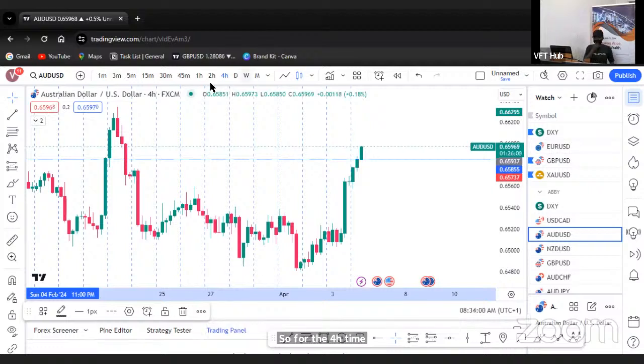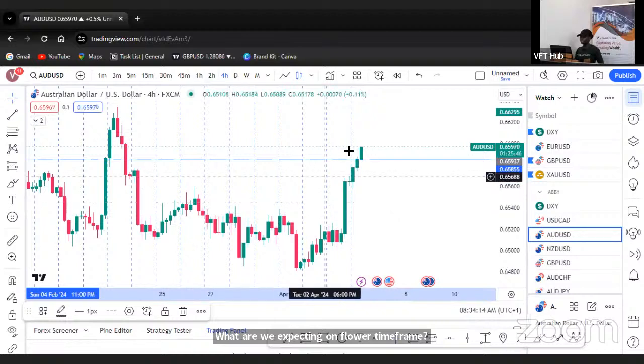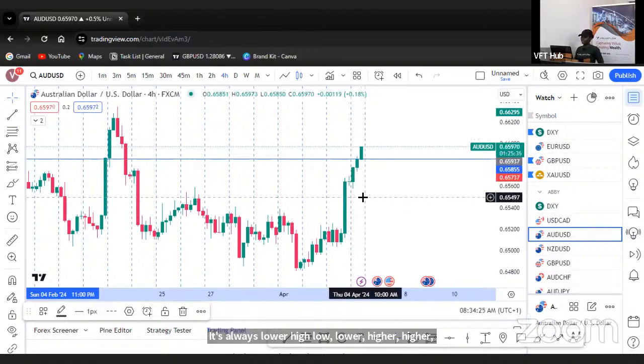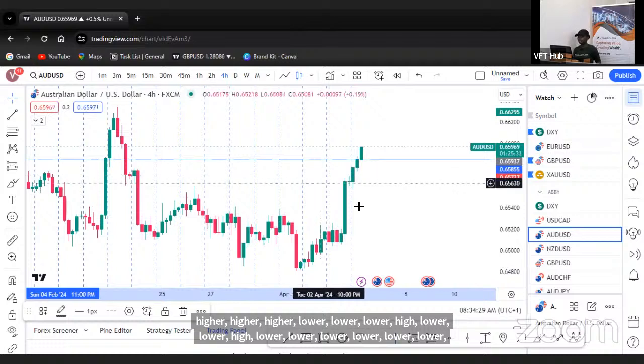So what are we expecting AUD/USD to do on the 4-hour time frame? We are looking at AUD/USD pulling back because the market does not move in just highs. It's always lower high, lower low, higher highs, and higher low. So we're looking at AUD/USD pulling back to give us some sort of retracement before we attempt to continue buying AUD/USD to the upside.